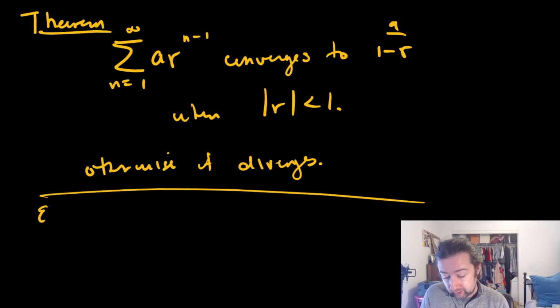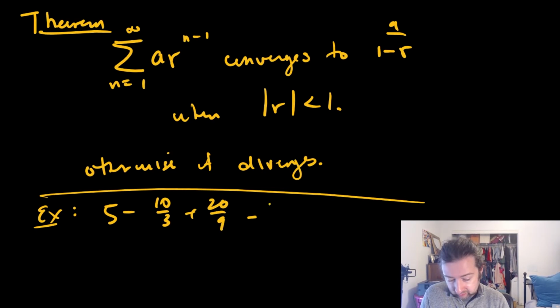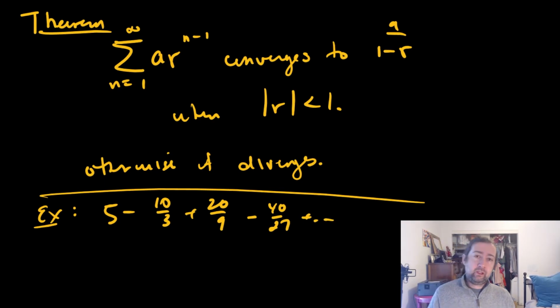So as an example, we can think about the series that looks like, say, 5 minus 10/3 plus 20/9 minus 40/27, and so on. If I suspect that a series is geometric, the first thing I should do is look for what the ratio is between the terms. So when I look at the series, I think, well, what would I have to multiply 5 by to get 10/3 out?